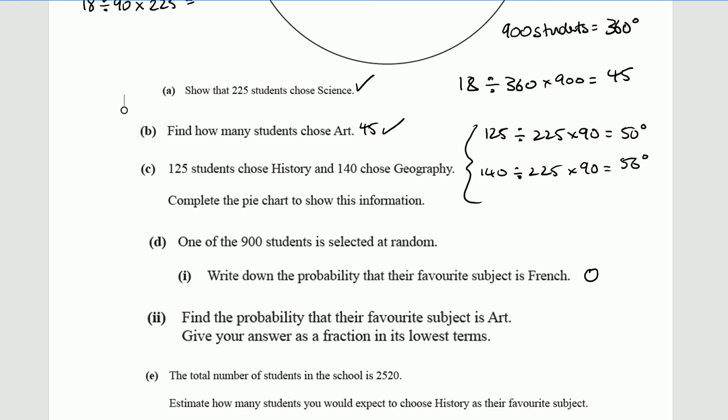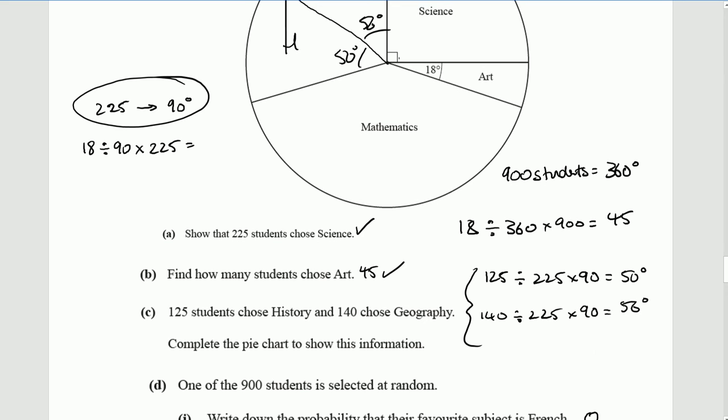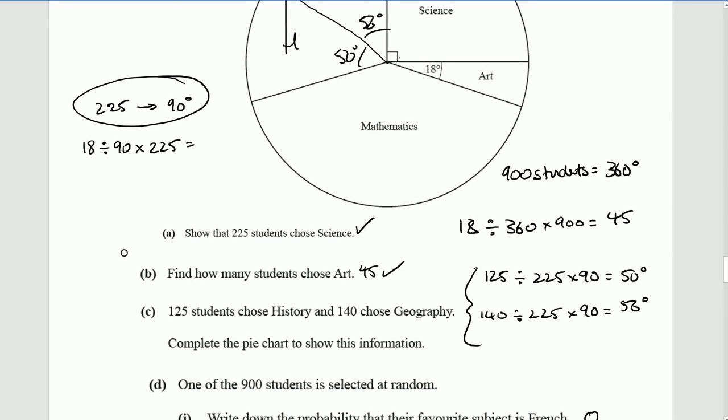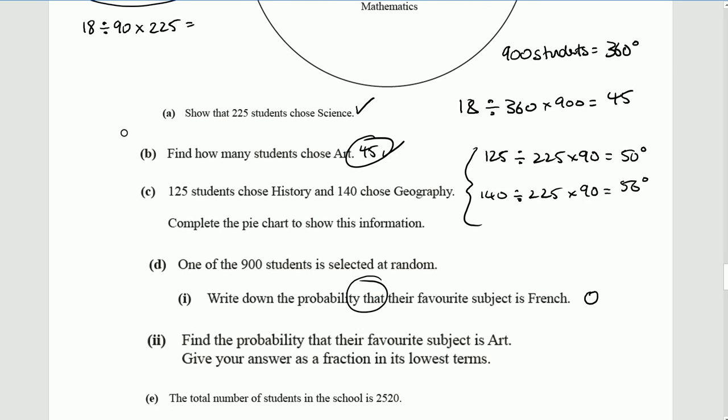Find the probability their favourite subject is art as a fraction in its lowest terms. Well, we already worked out that there are 45 art students. So those 45 art students are going to be out of the 900 that we have altogether. If you type that into your calculator, it's going to produce a fraction for you, 1 out of 20. Don't convert it to a decimal. Your calculator has already given you a fraction in its lowest terms, so you're finished.